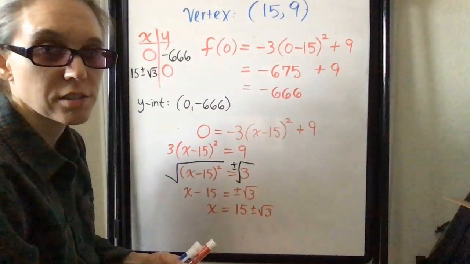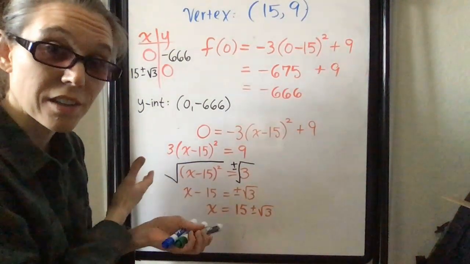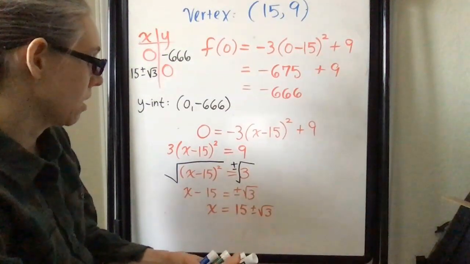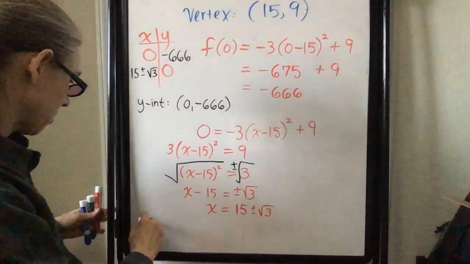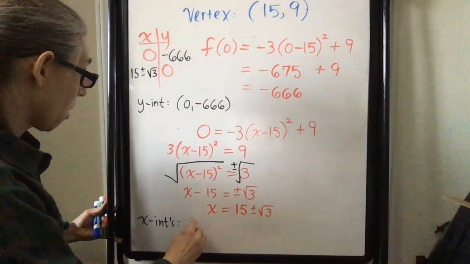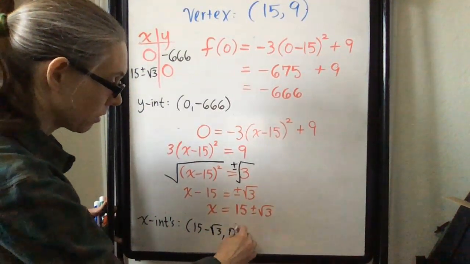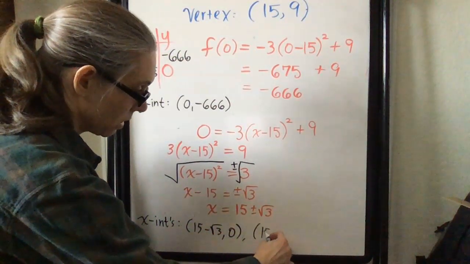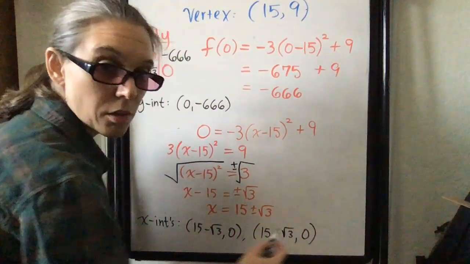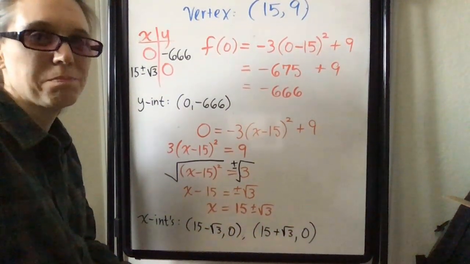So these x-intercepts are not at integers. Again, a good reason we are not graphing this. We're just analyzing it. So then for our x-intercepts, we would say that our x-intercepts are at 15 minus root 3, comma 0, and 15 plus root 3, comma 0. Okay, ready for the next one?